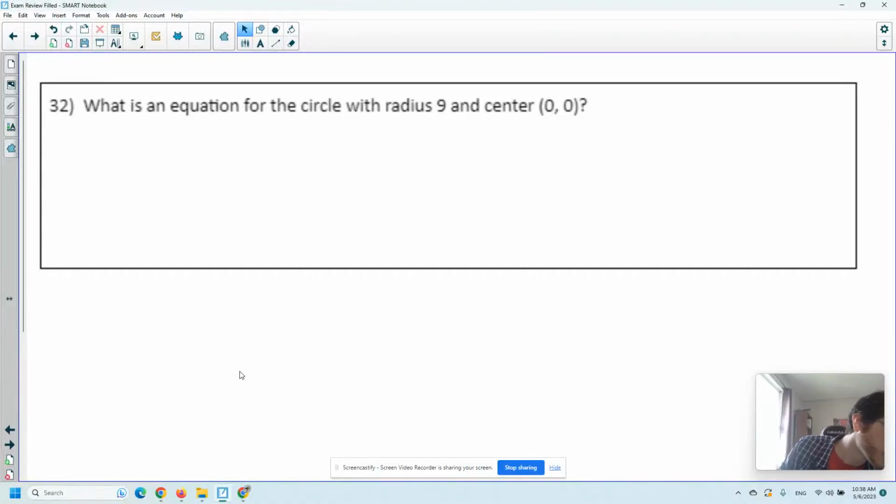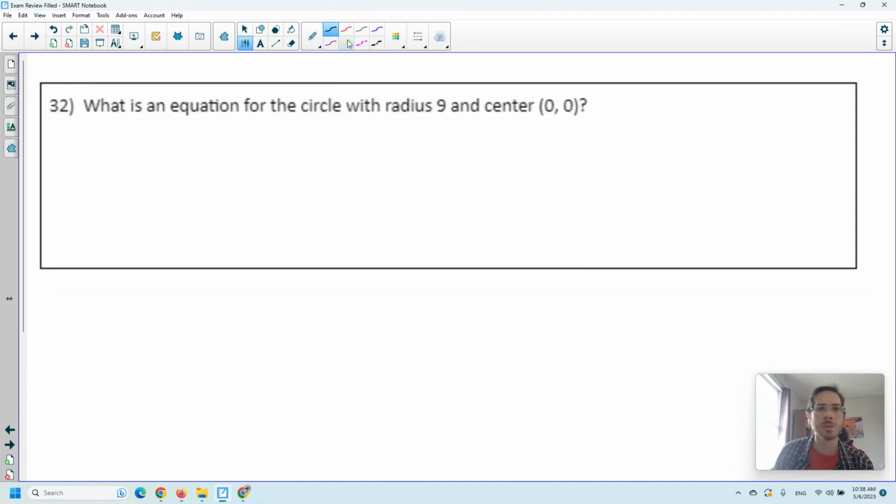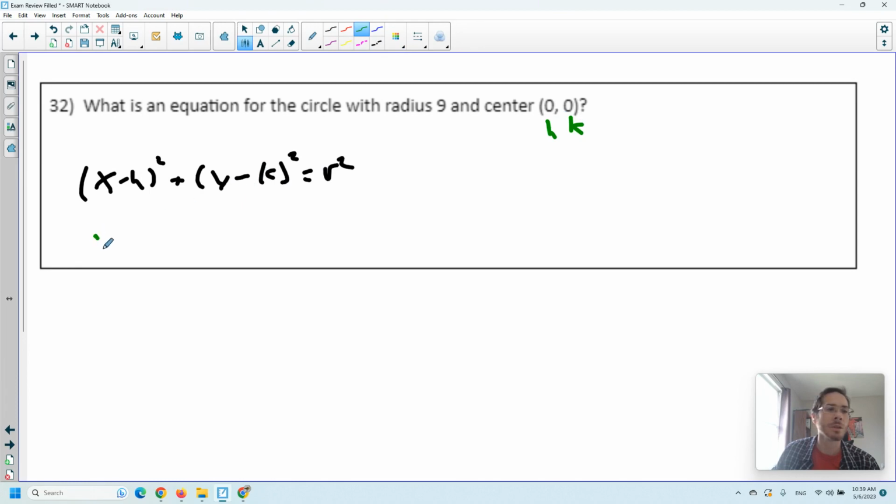There's 2 more questions to do. So we got 32 right here. It says, what is the equation for the circle with a radius 9 and center 0, 0? This one's not too bad. So if you remember the equation of a circle from geometry, x minus h squared plus y minus k squared equals r squared, you can just fill all these in. So just like we saw this year, our point's going to be h, k, just like normal. So x minus 0 squared plus y minus 0 squared equals, and then the radius they tell us is 9.